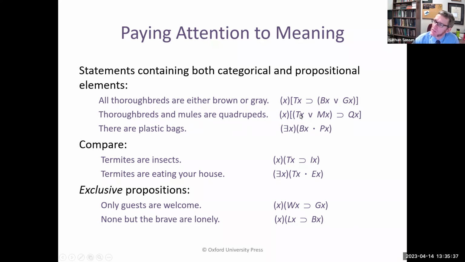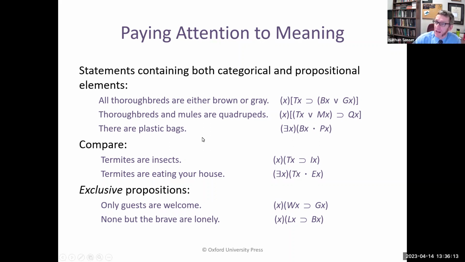Here's why. If we were to say for all x, if x is T and x is M, then it's Q, you know what we'd be saying? We would be saying for all x, if it's a thoroughbred and it's a mule, then it's a quadruped. But that's not what we're trying to say, because nothing is both a thoroughbred and a mule. What we're trying to say is if that animal is either a thoroughbred or it's a mule, then it's a quadruped, because nothing is both. So that's why we're going to use the wedge here.